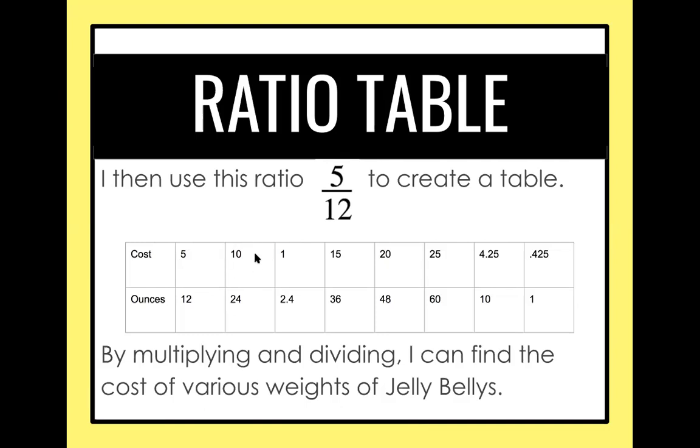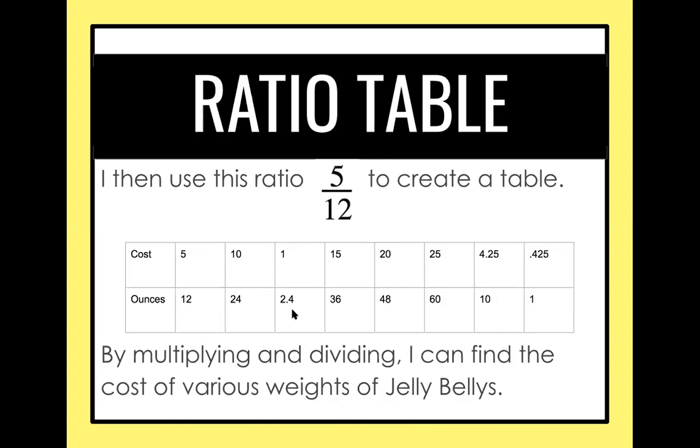Now that I have a nice round number like 10, it's easy to divide. I can divide 10 by 10 and I get $1. So what if I only had $1 to spend? So I did it to the numerator, so I need to do it to my denominator. So if I have 24 ounces and I'm going to divide that by 10, I'm going to end up with 2 4/10 ounces. So if I had $1 to spend on Jelly Bellies, I would be able to get 2 4/10 ounces of Jelly Bellies.